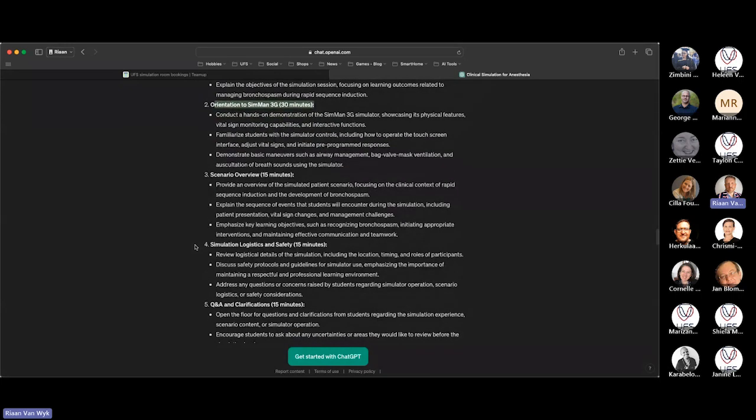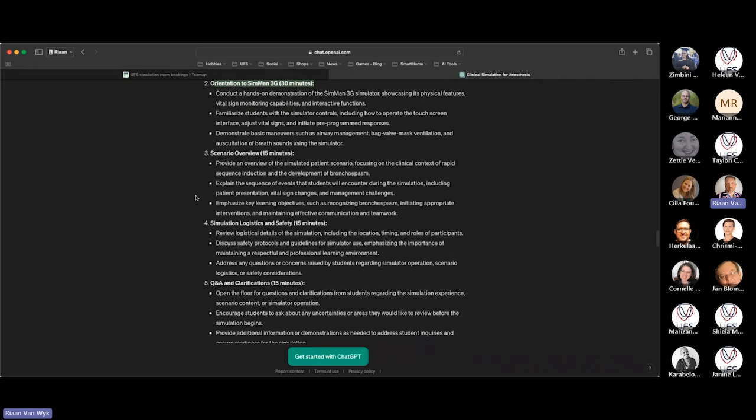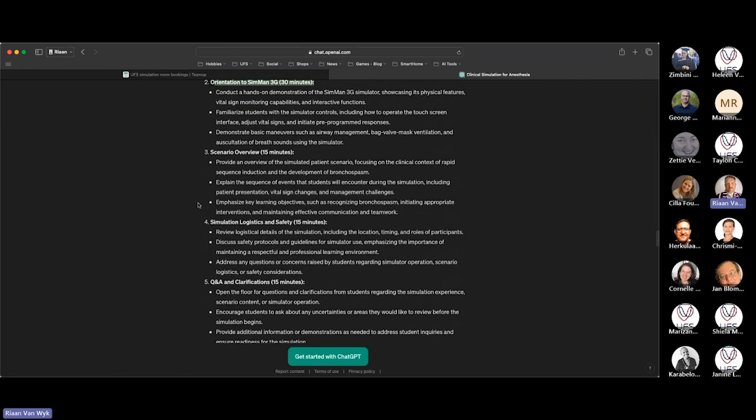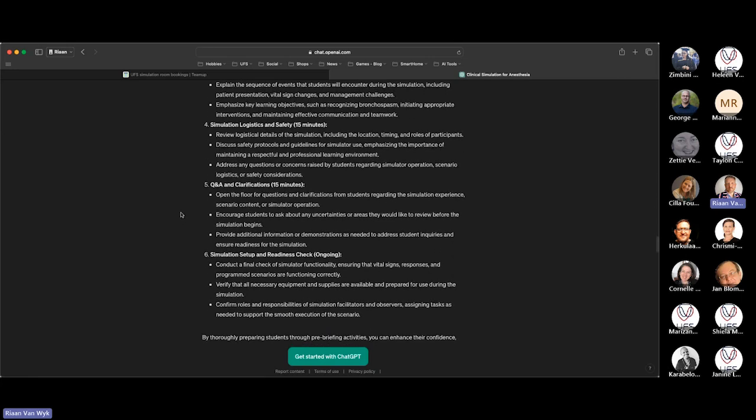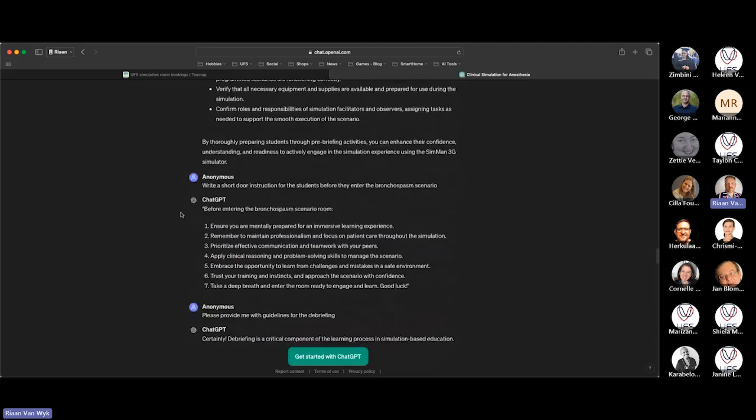Scenario overview might be a different scenario, so they just need some more minutes on that. Again, just the logistics and safety: where is what, how do they use the anesthesia machine now? Might the anesthesia machine look a bit different because it's connected now to a simulator, not a real person? And if they have any questions and so on.